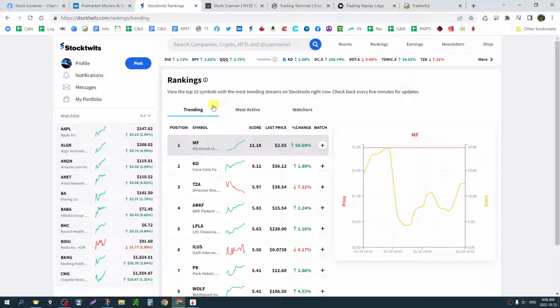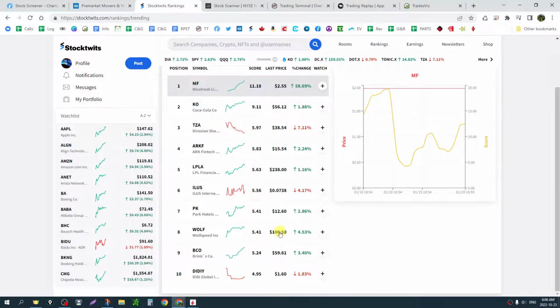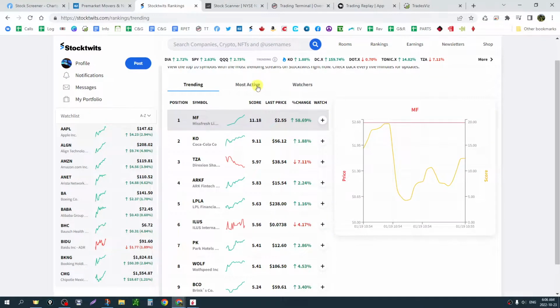Then I go to StockTwits, and right here you can click on more, and it'll show you what's trending. And I'll look at the last price. Coca-Cola, I might look at that. I might add that. Wolfspeed, definitely would add that one. I'm not going to trade it, but I'll add it to my watch list.